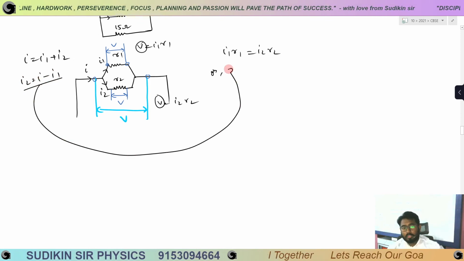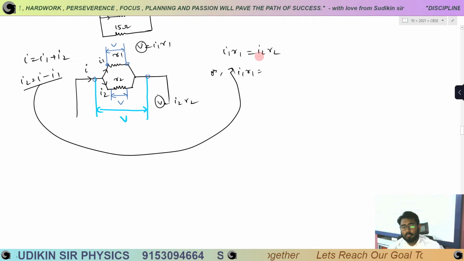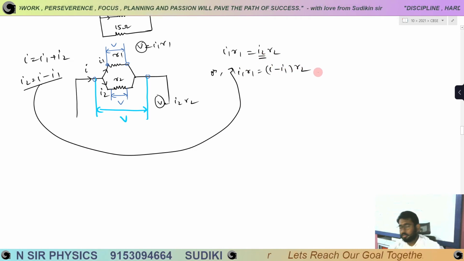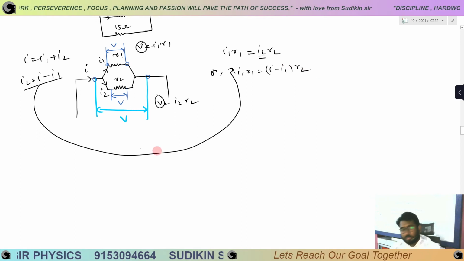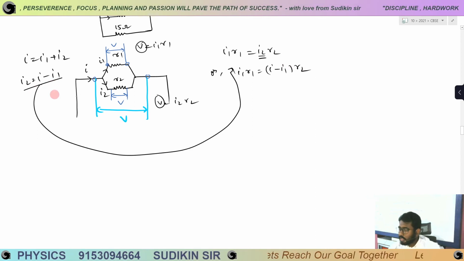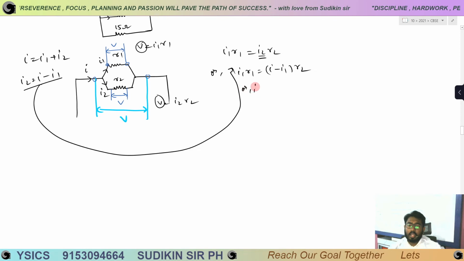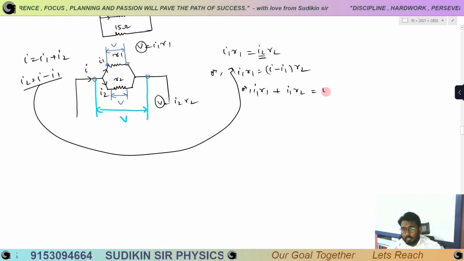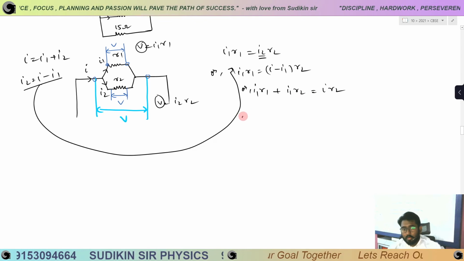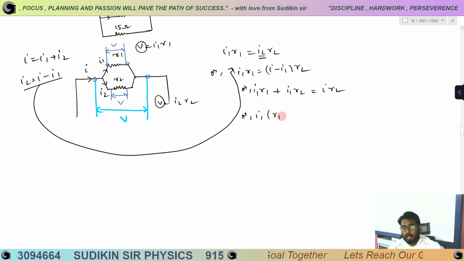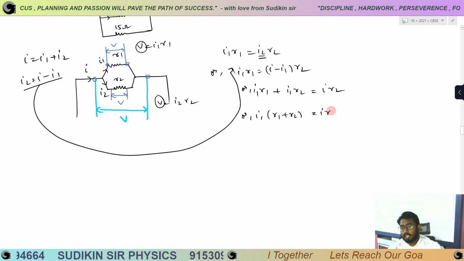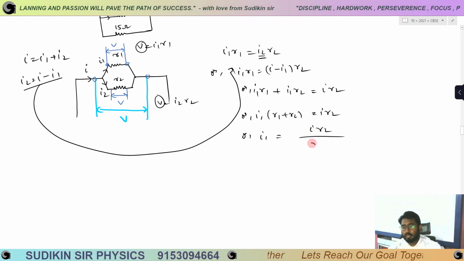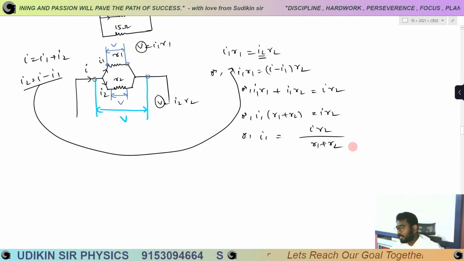And can I put this one here? So I1 R1, putting in place of I2, we get I minus I1 times R2, because we are putting I2 equals I minus I1. Or can I write I1 R1 plus I1 R2 equals I R2? Can I write I1 times R1 plus R2 equals I R2? Or can I write I1 equals I R2 by R1 plus R2? Can I write them? Okay.